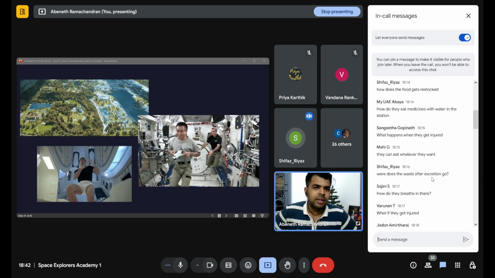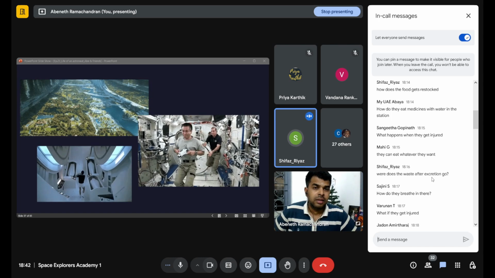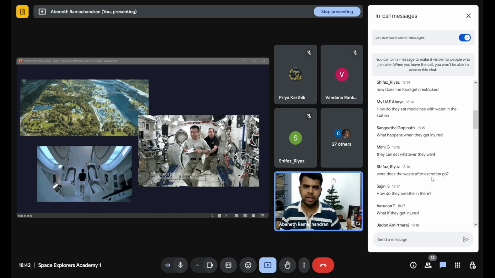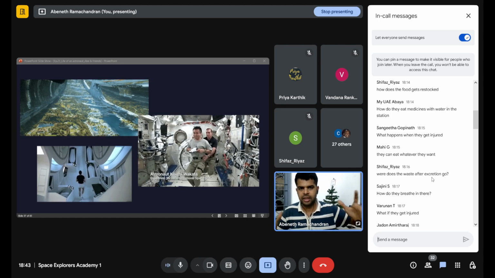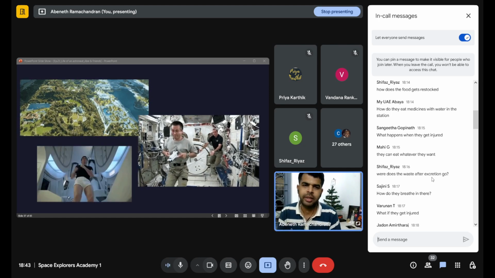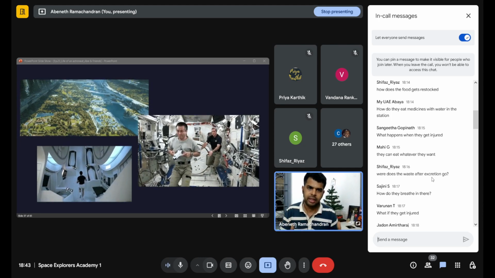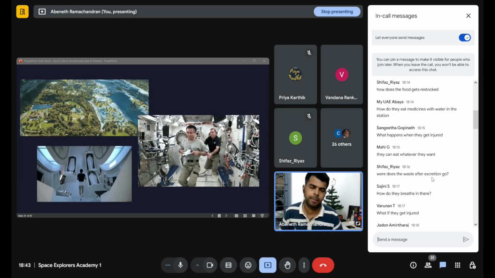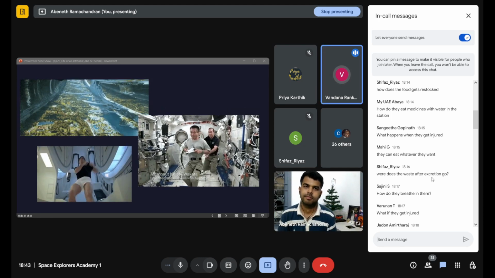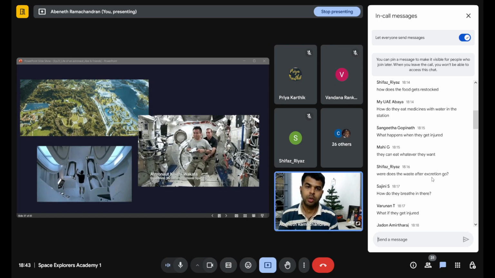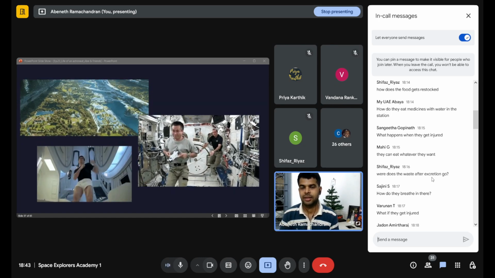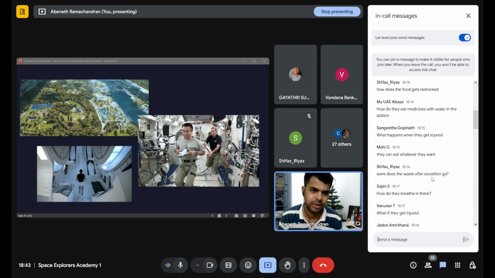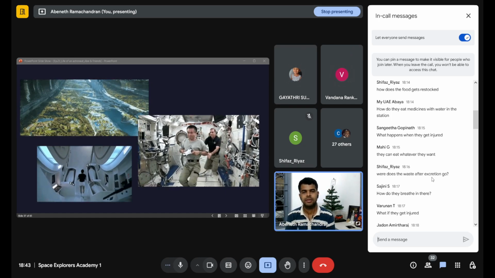How does the food get restocked in the space station? There is a separate service module which looks like a white colored baggage. Every 6 months they will carry it in that. It's protected with aluminum foil, which is covered inside it, and that is used for protecting the dry food which is sent from Earth to space. What is the maximum speed of a rocket? It is supposed to go at 9.8 kilometers per second, or almost 9.8 to 11.2 kilometers per second. That is the escape velocity of the Earth.